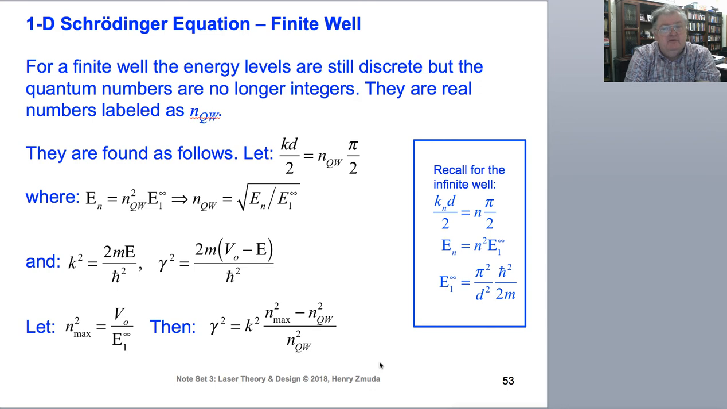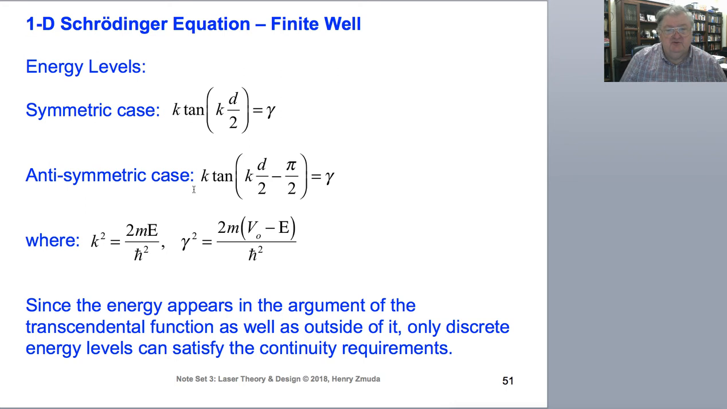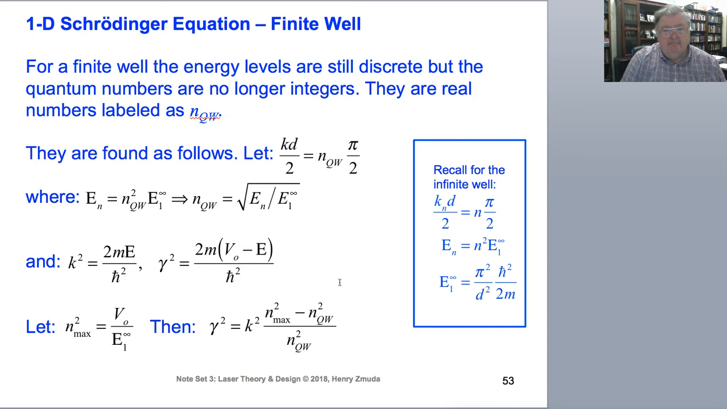They are real numbers now, no longer integers. And I'll give them a name. I'll still call them n, but I'll call them n_QW for n quantum well. So they're found as follows. The name of the game here is to try to systematically solve these two equations to find the energy E. What is the energy level E? It's going to be discrete. You have to solve these equations numerically.